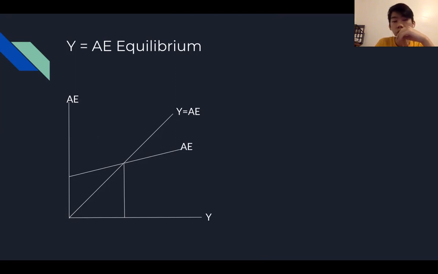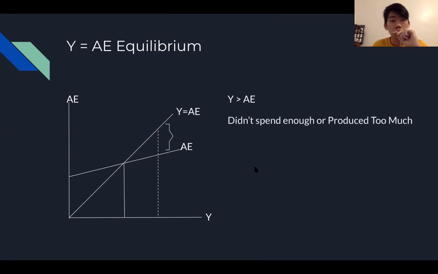So we'll first start off on the high end, where let's say we are on this section here. You'll notice that our y is all the way up here, but our AE is here. So we notice that our y is greater than our aggregate expenditures. What does this mean? This means that our level of production is greater than our level of spending. So we didn't spend enough or we produced too much.